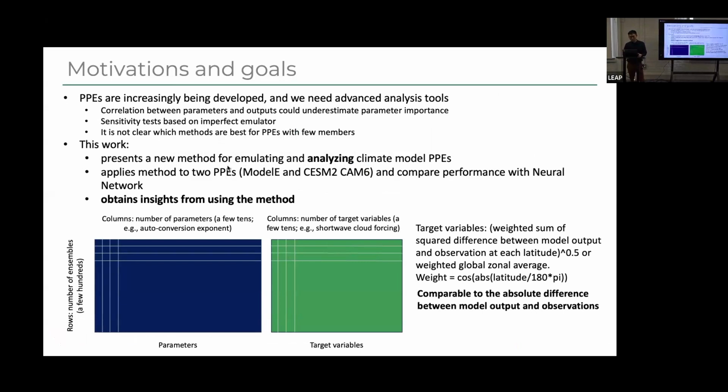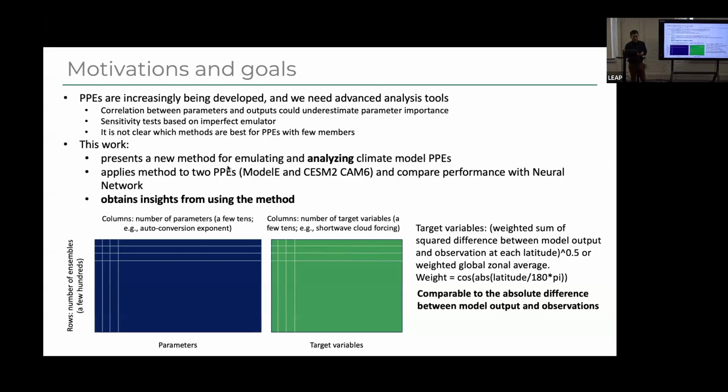What we mean is that we want to be able to not only emulate the data, but also know what we're emulating in the data set. This is the idea of this work. There are also some limitations in the more traditional ways to look at the PPE data set. Correlation between parameters and outputs could be underestimated because it's only somewhat linear. And if we use sensitivity tests based on data generated from the emulators, the emulators are imperfect, so they might have errors. It may or may not affect how we interpret the results.